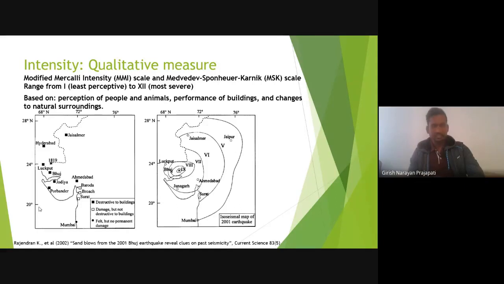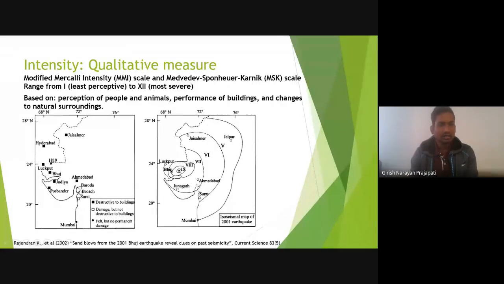To understand the intensity, let us consider the earthquake that happened in Bhuj, Gujarat in 2001, which was a very big and destructive earthquake. On the left side, you can see this represents the epicenter of the earthquake, where the earthquake happened. Then after the earthquake, we have seismic waves. The places here, all these places in the square dot, are destructive to the buildings.